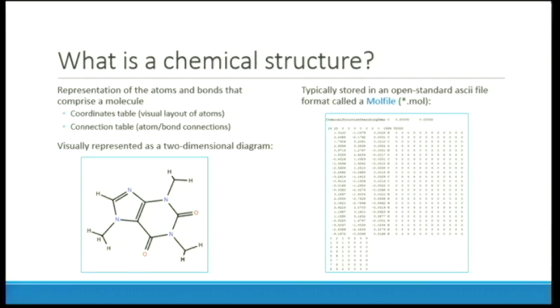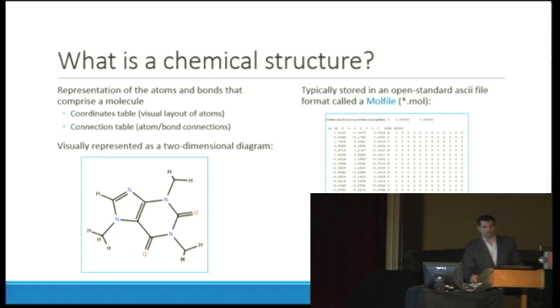Visually, you visualize a chemical structure as a graph. You can see this two-dimensional image here that depicts how the various atoms are connected and laid out in reference to each other. Now, you store these file-wise in an open file format called a mol file. It's all ASCII text, and as you can see from the image here, somewhat blurrily, you see the coordinates table at the top and the connection table at the bottom.